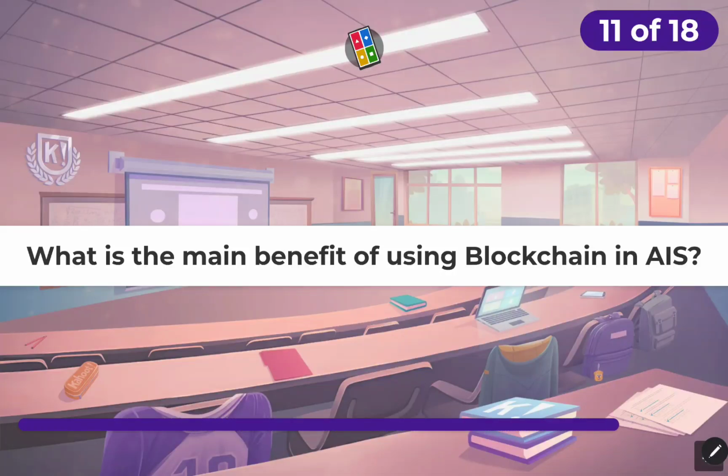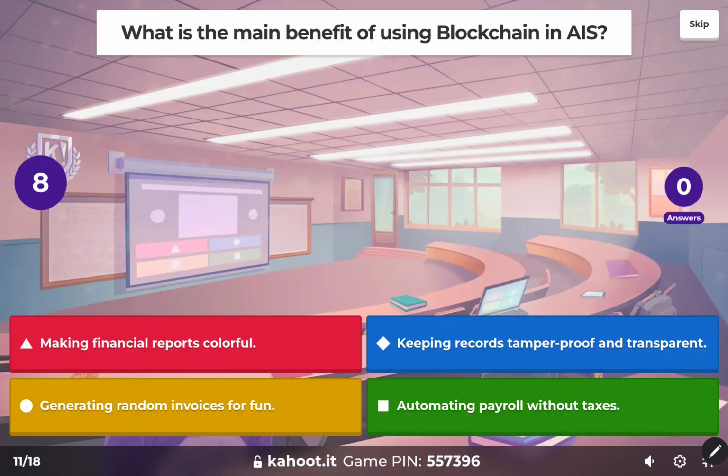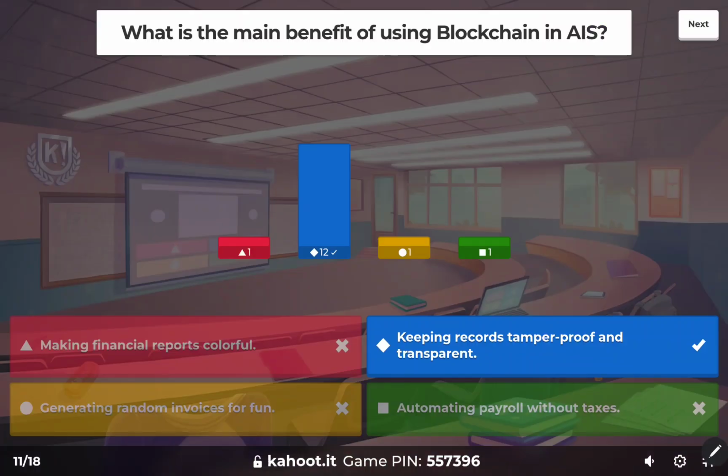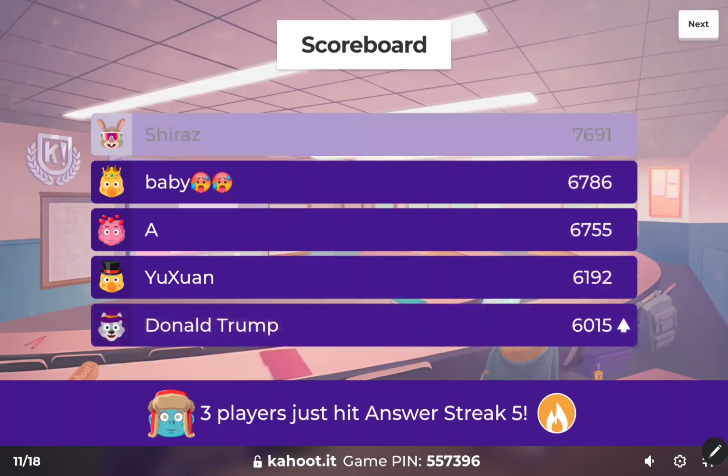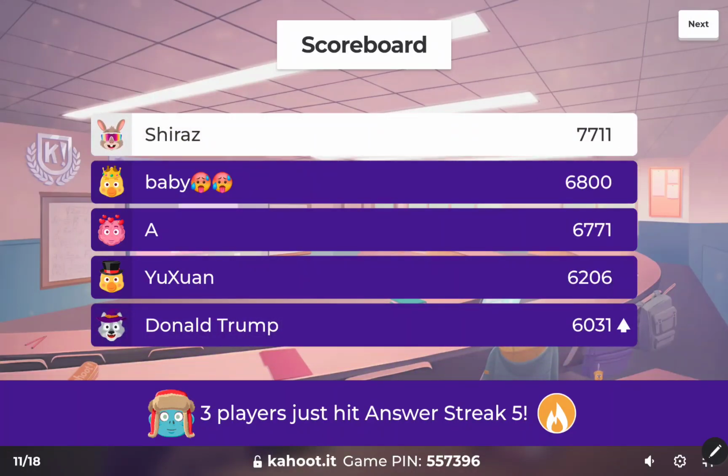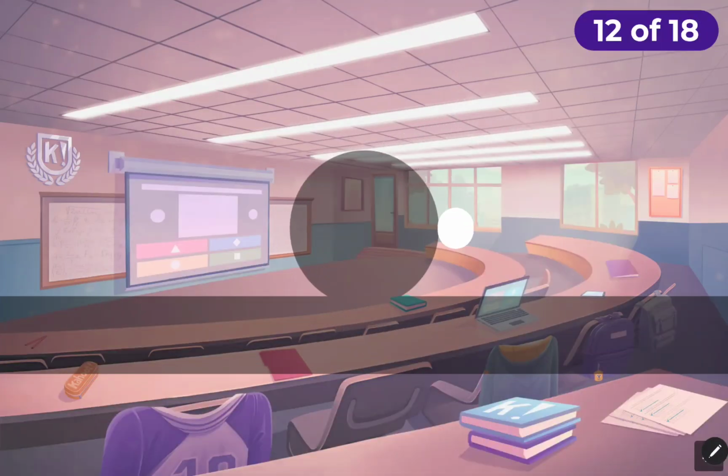What is the main benefit of using blockchain in AIS? Oh, okay. At least we got 12. There are some people who say make financial report colorful. I think this person should have put A, right? Generating random invoices for fun. Automating payroll without taxes. Okay, let's see who. Okay, next. We're almost at the end, you know.